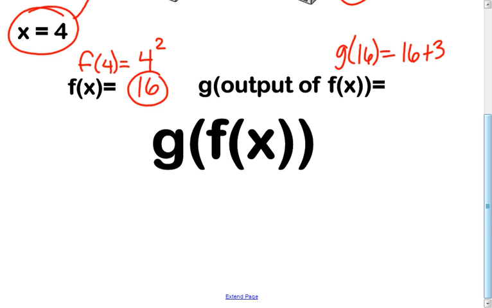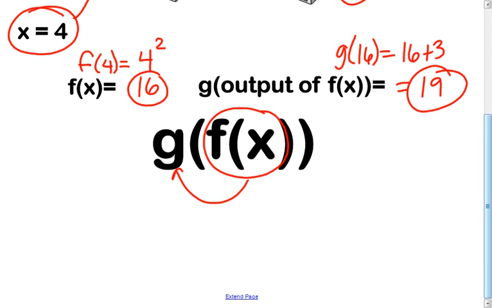So notice what I did. It looks like this, but you always work inside out. So when you're doing this, this means you're going to put the input into f first, get an output, put the output into g. Okay, so you can kind of picture how those function machines go. In the end, you're going to get 19 for your answer. We already talked about that.